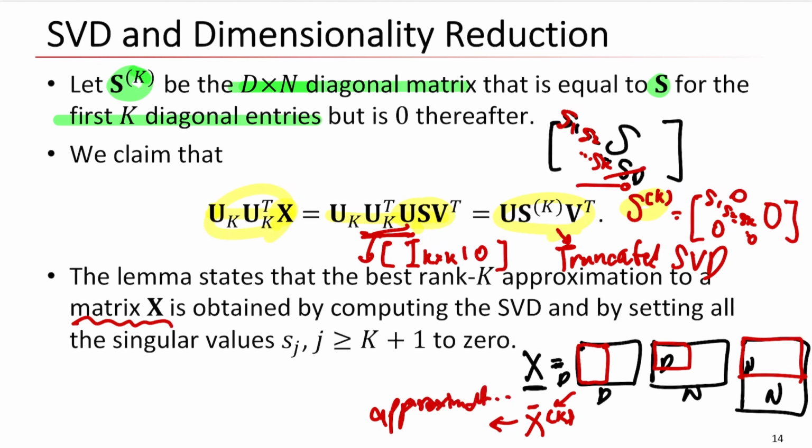The best approximation is obtained by computing the SVD and by setting all singular values Sj to 0 when j is larger than k plus 1. By making these 0, it means that we will ignore those terms, right? Because they are all 0, they will also be eliminated when computing the matrix multiplication, right?